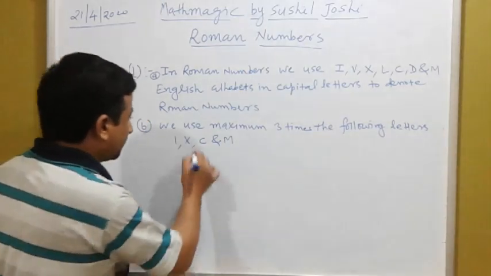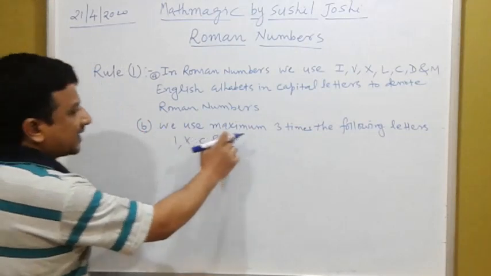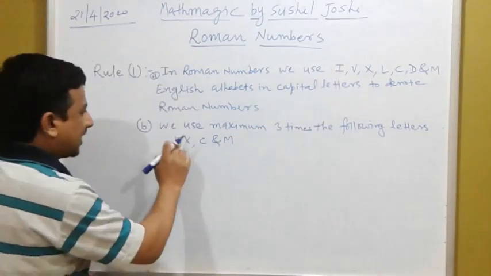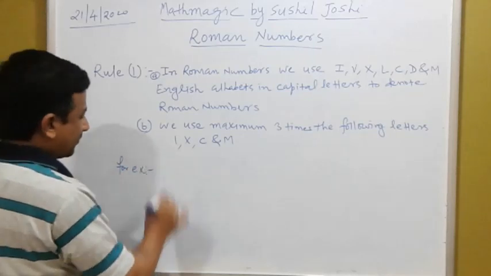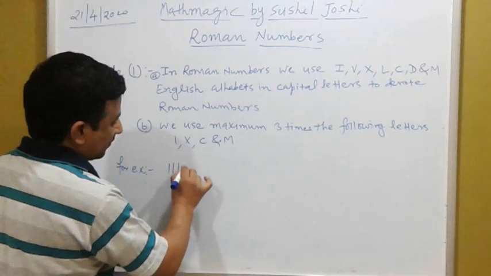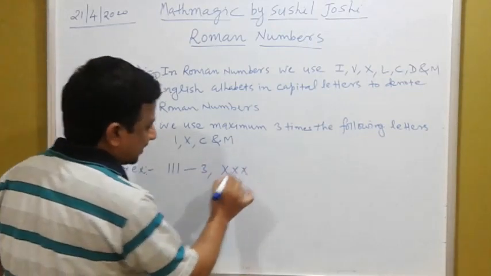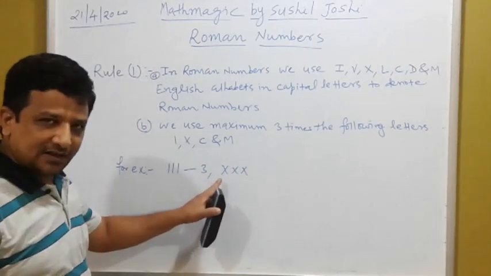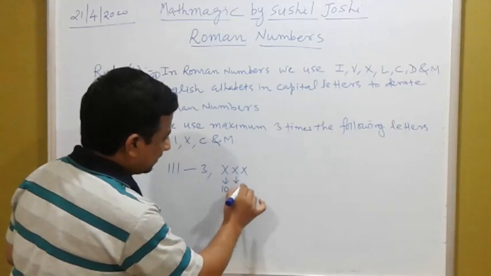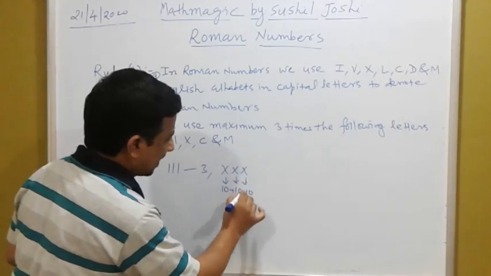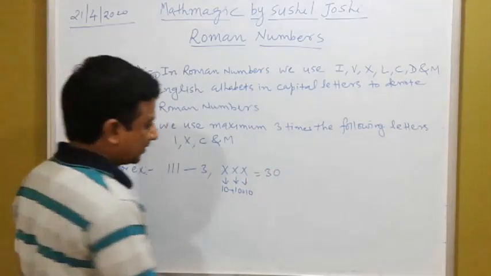Later I will tell you what the C and M represent. So we use a maximum of 3 times the following letters: I, X, C and M. For example, three times X. As you previously know, X represents 10. This X represents 10 and 10. That means you have to add this. We got 30 here. Only 3 times you have to use.